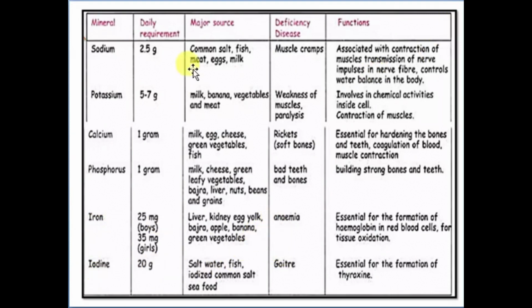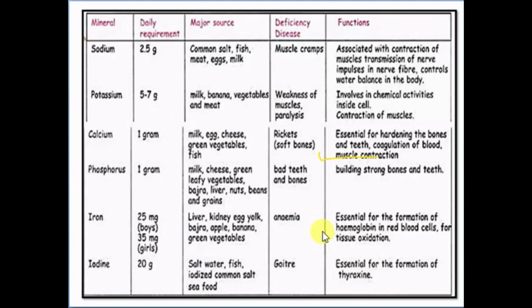And then the functions of these minerals. So for potassium, the function is contraction of muscle. Sodium controls the water balance of our body. Then if we talk about calcium, it is essential in hardening of teeth. It helps in building strong bones and teeth. Then if we talk about iron, it helps in the formation of hemoglobin.